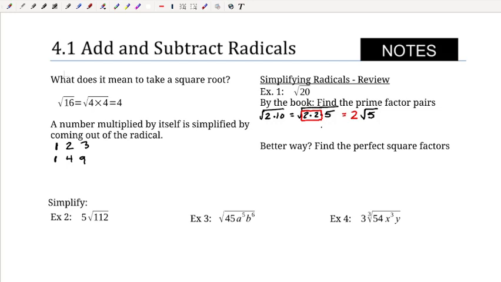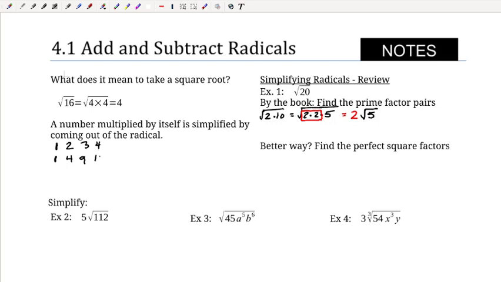When your numbers get bigger, it gets harder to find the prime factors. It takes more time to find the prime factors. So we're actually going to do it a different way. If you like the prime factor method, you are free to use that. But we're going to actually use the perfect square factors method. And in order to do that, we're going to write out the rest of our perfect square factors.